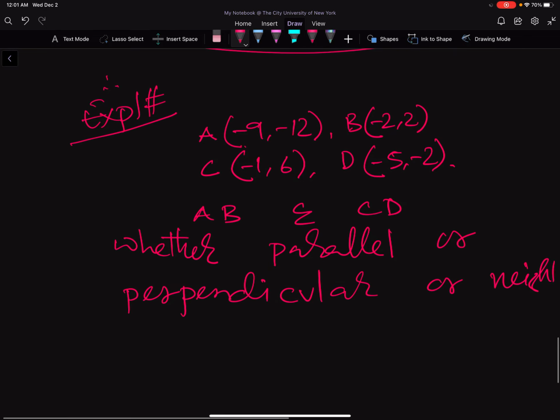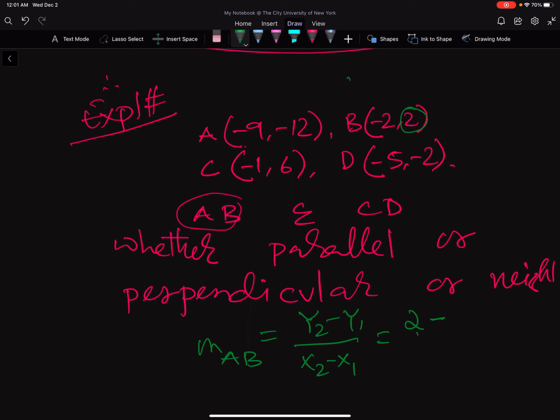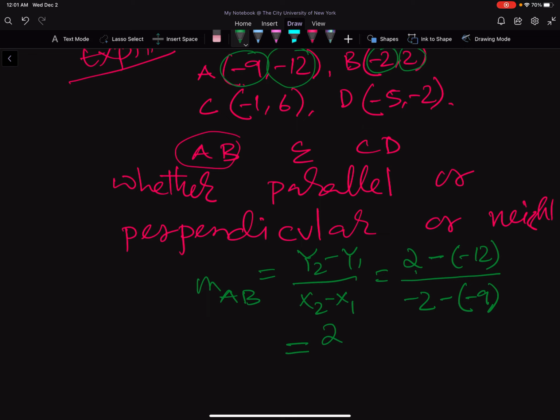All we need to do is calculate the slope for AB. The slope for AB is m_AB. We go with our formula: y2 minus y1 over x2 minus x1. For AB, y2 is 2 and y1 is -12, and x2 is -2 and x1 is -9. So what do we get? We get 2 plus 12, which is 14, and -2 plus 9, which is 7. We can simplify that to 2.